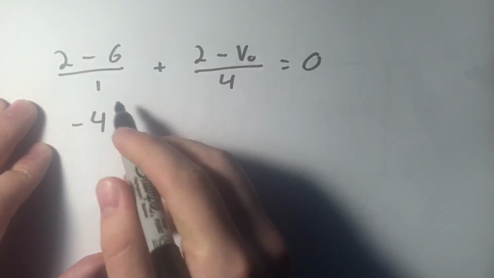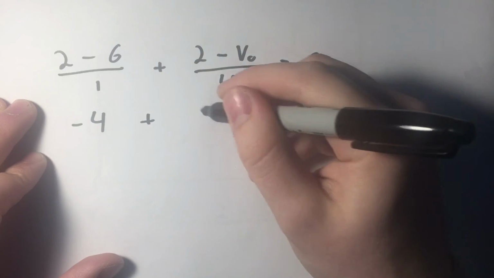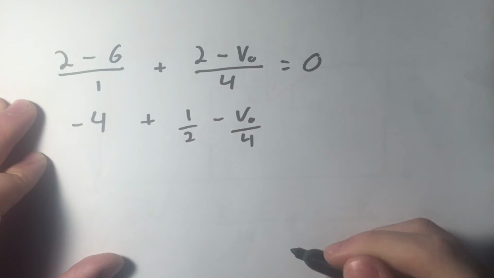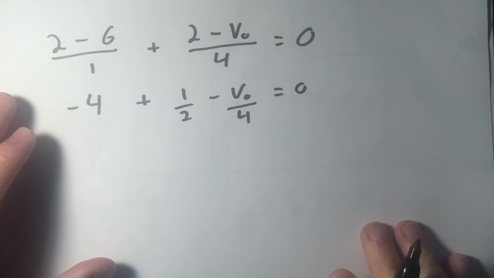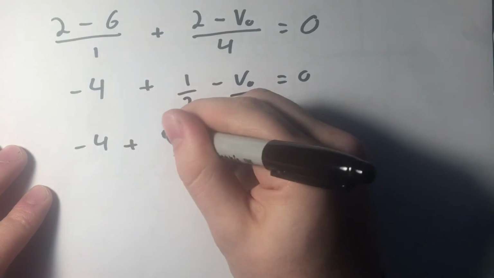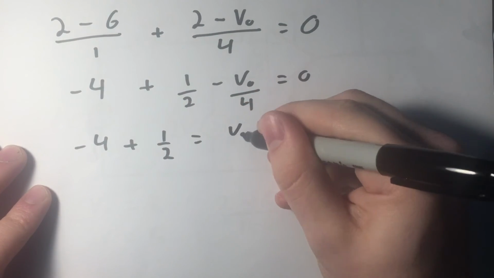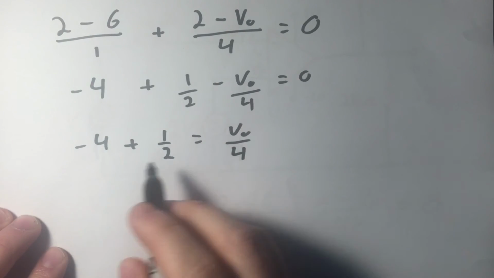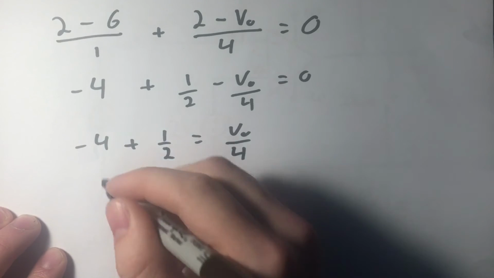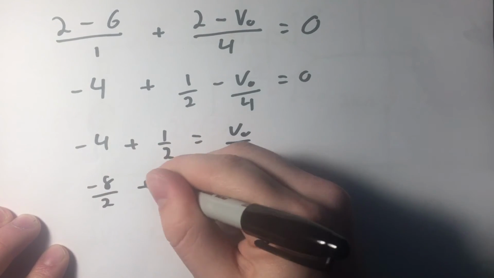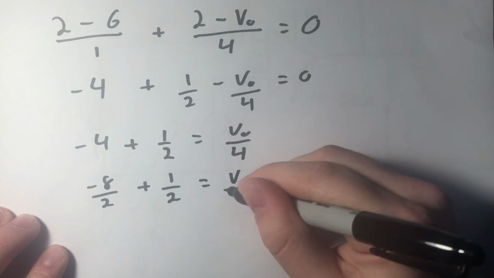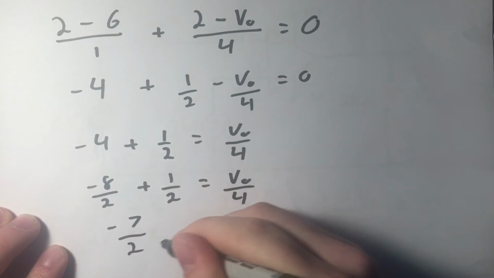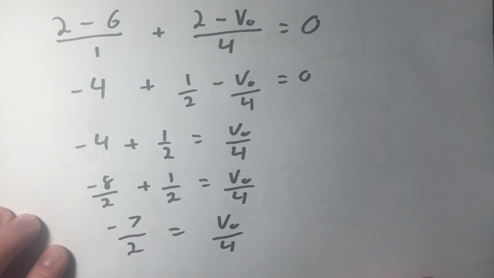So we have essentially -4 over here, since it's over 1, plus, we'll call this 1/2, minus V naught over 4. That's equal to 0. So now we have -4 plus 1/2 is equal to V naught over 4. Okay, and to solve for this, we'll multiply this by 2. So now we'll have -8 over 2 plus 1/2 is equal to V naught over 4. Well, we can now add these up, so we have -7 over 2 is equal to V naught over 4.